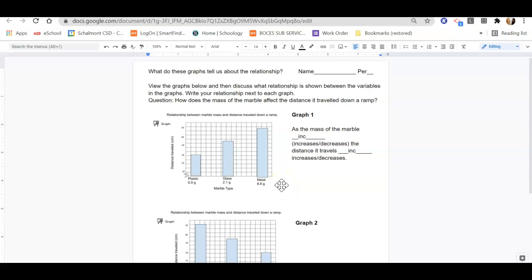Oh, the only other relationship that we don't have shown here is if we had the plastic, the glass, and the metal in the same order and all the bars were the same length. So we would show that there's no increase or decrease. So really it could be increase, decrease, or remain the same. So as the mass of the marble increases, the distance it travels remains the same. That would also be another way that we really wouldn't see that there's a relationship.